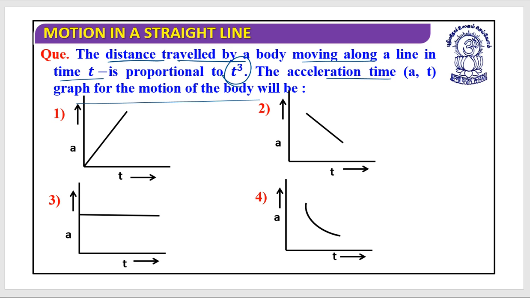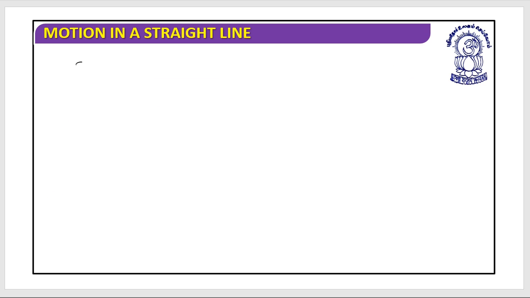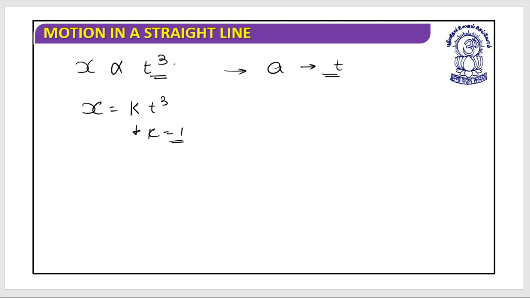So what can be done? Let's look. They have given that distance is directly proportional to t cube, and you need to reach the acceleration versus time. What can be done? Shall I provide you a hint? Do you know differentiation? Yes, you might assume it correctly. If I write x is equal to k into t cube, let's assume that k is equal to 1 for understanding purposes only.